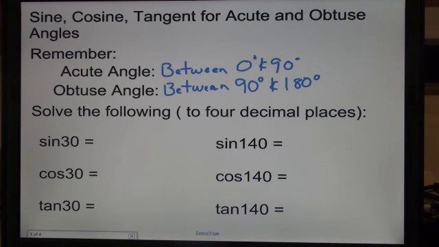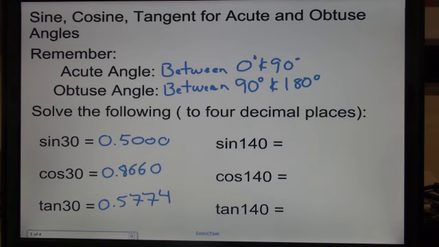So in my calculator, I'm going to just punch in these numbers and get them. Sine 30 is 0.5000, because we're at 4 decimal places. Cosine 30 is 0.8660. And tangent 30 is 0.5774.